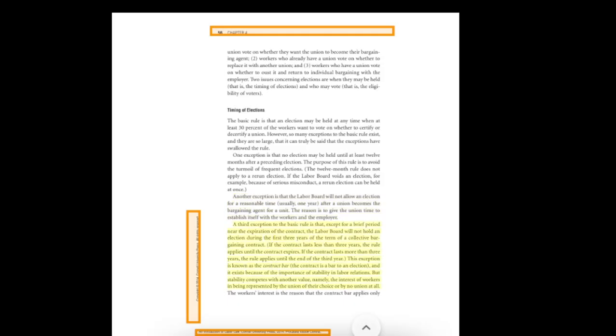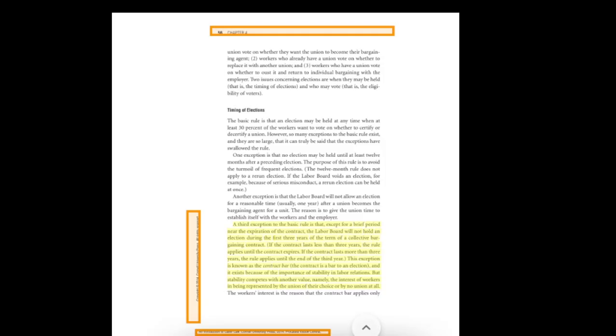A third exception to the basic rule is that, except for a brief period near the expiration of the contract, the labor board will not hold an election during the first 3 years of the term of a collective bargaining contract. If the contract lasts less than 3 years, the rule applies until the contract expires. If the contract lasts more than 3 years, the rule applies until the end of the third year. This exception is known as the contract bar. The contract is a bar to an election, and it exists because of the importance of stability in labor relations.